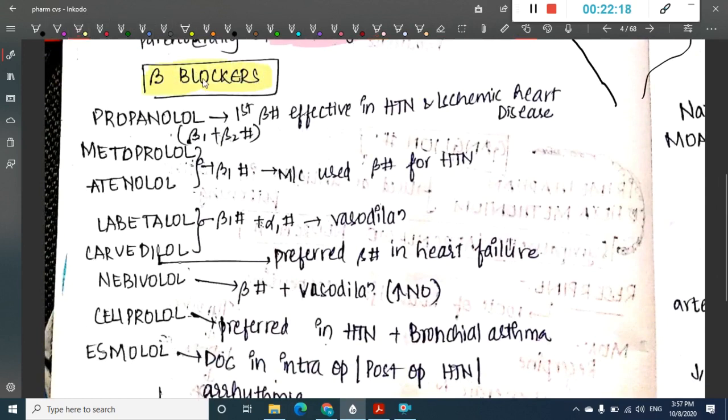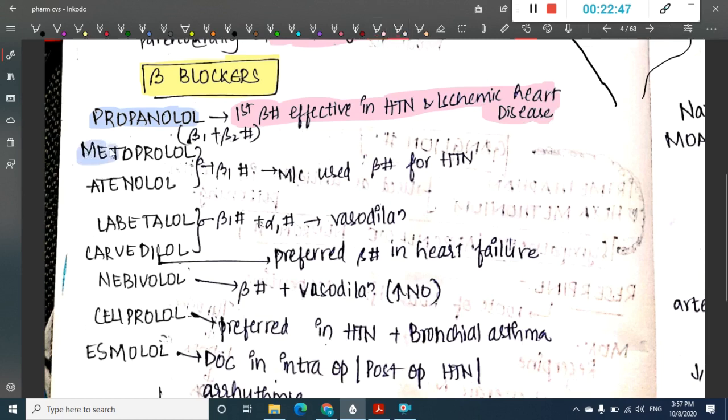See, the classification of beta blockers and everything about beta blockers has already been dealt with in the ANS lecture, so please look into that. In the beta blockers, we have different drugs. Propranolol is the first beta blocker found to be effective in hypertension and ischemic heart disease. Okay, but this is not the most commonly used beta blocker for hypertension.